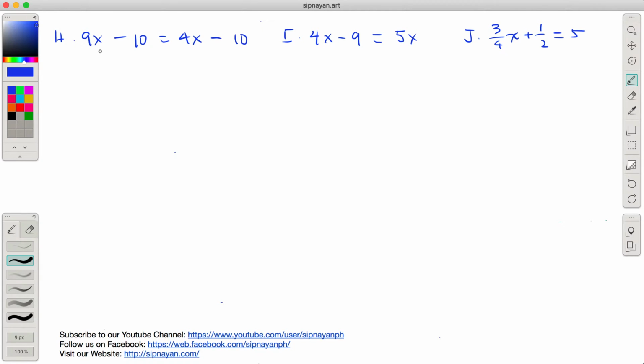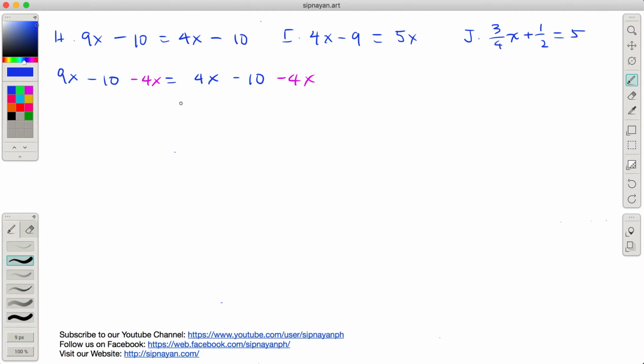So, ang mas maganda dito, alisin natin itong 4x dito sa right-hand side ng equation sa first given natin. So, how do we do that? 9x minus 10 equals 4x minus 10. So, babawasan natin ng 4x yung both sides, para matanggal yung 4x dito. Kasi 4x minus 4x is equal to 0.